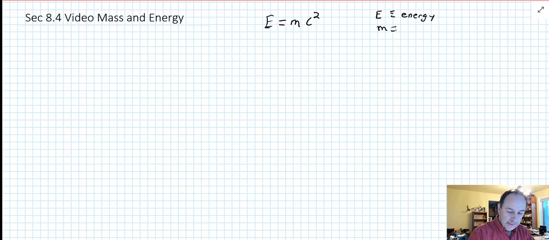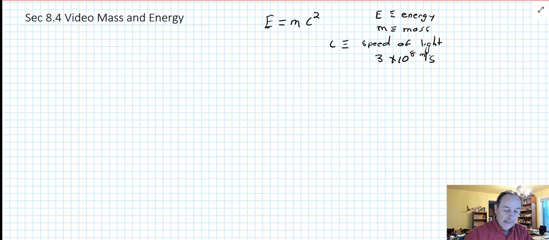M is the mass that you're talking about. C is the speed of light, which is a constant as far as we know, and it's about 3 times 10 to the 8th meters per second. So, as you can see from that right off, a little bit of mass converts to a whole lot of energy, which is the basis of nuclear reactions, nuclear weapons. That's why such a small bomb does so much damage.